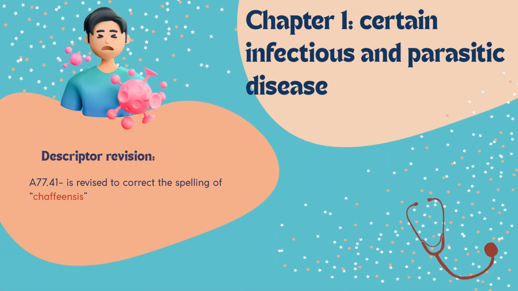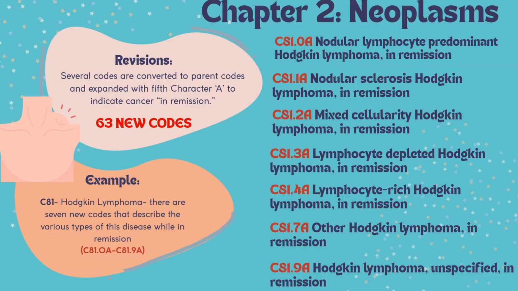Now we are going to review the codes and chapters affected by the updates. The descriptor for A77.41 has been revised to the correct spelling of Schaffeni. Just for clarity, Ehrlichia chaffeensis is a gram-negative species of rickettsial bacteria. Several codes are converted to parent codes and expanded with a 5th character, A, to indicate cancer in remission. For example, under C81 Hodgkin lymphoma, there are 7 new codes that describe the various types of this disease while in remission, C81.0A through C81.9A.